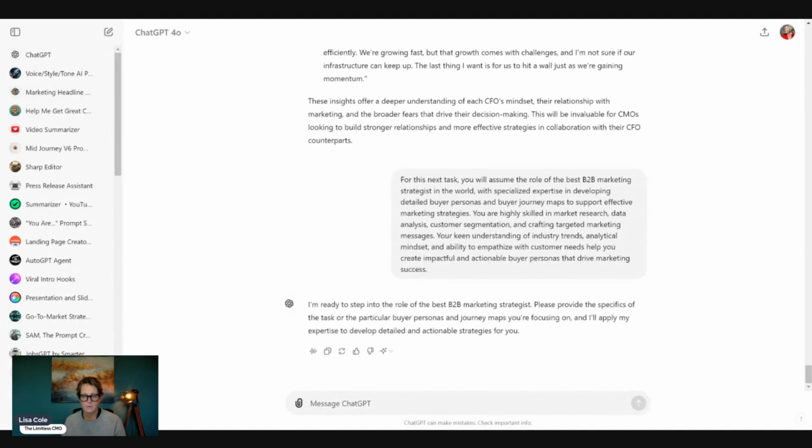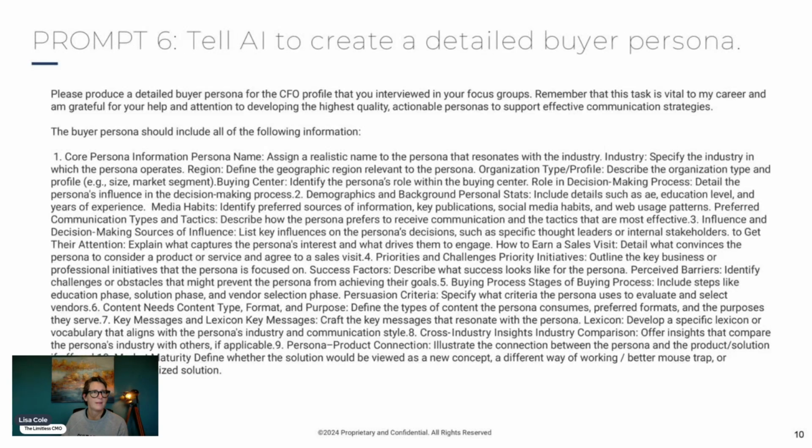So I've given this role, and now we're going to watch it acknowledge that it's stepping into this new role. And it, of course, responded with, please provide me the specifics of the next task. And so I will go ahead and give it the next prompt. And this next prompt is to tell AI to take all of the insights from the focus group and the interviews and build buyer personas for our CFO. And so I'm going to go ahead and copy and paste this in, and we'll go ahead and produce what I think is the actionable output from this effort.